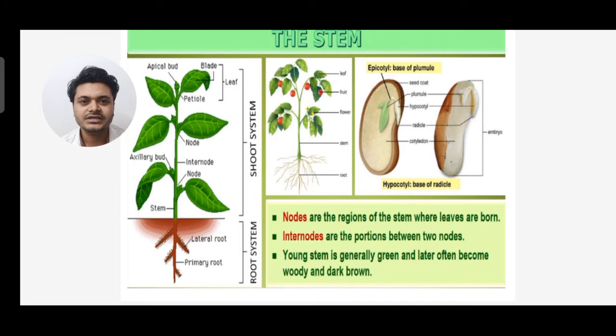The longer the internode, the longer the stem height. The shorter the internode length, the plant becomes dwarf in nature. Young stems are generally green and later on often become woody and dark brown.